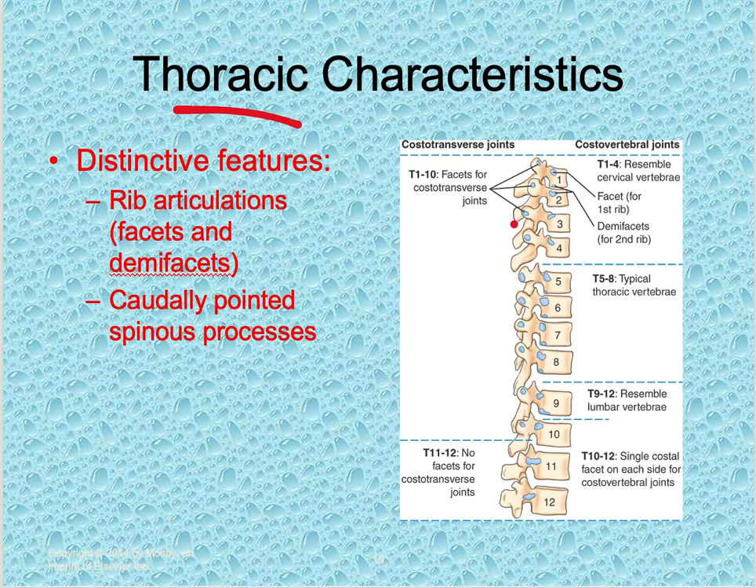So as long as an individual rib attaches to an individual vertebral body, then it's going to be called a facet. If it makes the attachment on the one above and one below, then those are called demifacets because they're split. Okay? So also in the thoracic spine, your spinous processes start to project caudally. That's a characteristic of the thoracic spine, that the spinous processes point caudally.